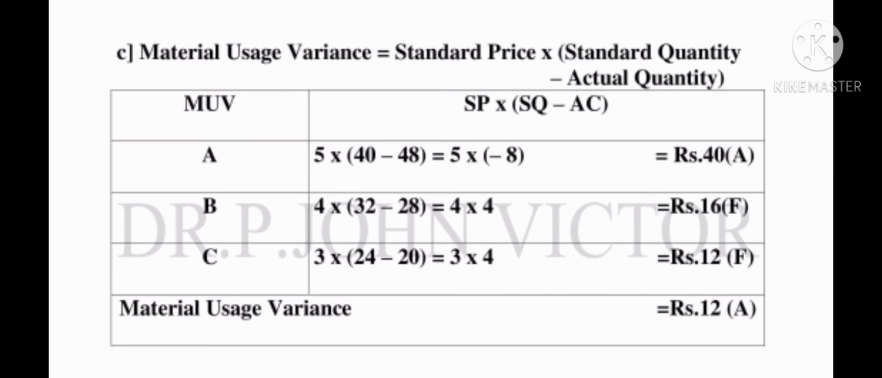In this third formula, A is an adverse value, B and C are favor values. So that means add the favor, that is 16 plus 12, 28, that means 40 minus 28 is 12. So that means material usage variance is rupees 12. Okay, so this is the value. Okay, do you get it? Then let me go to the next formula.